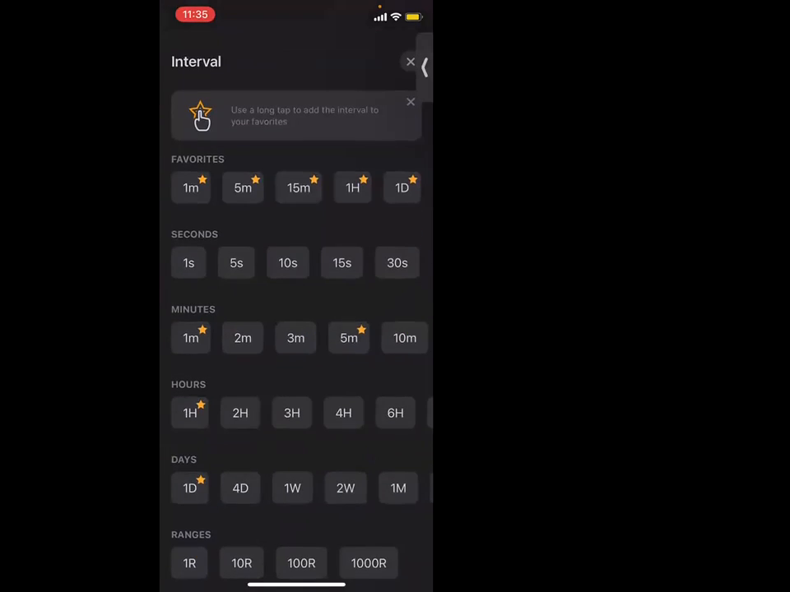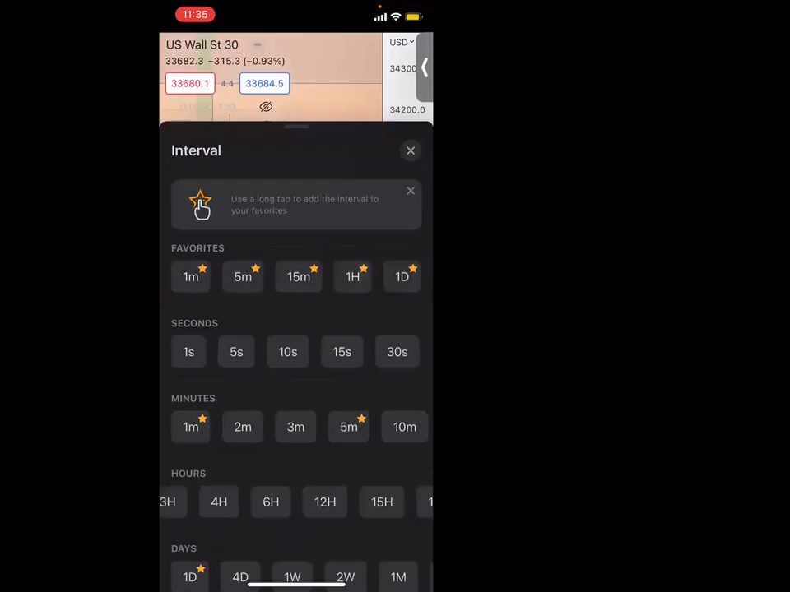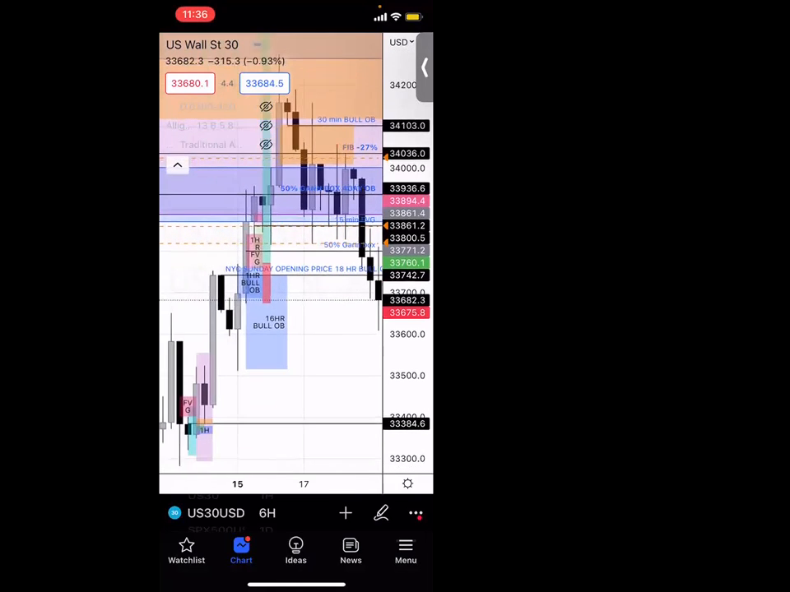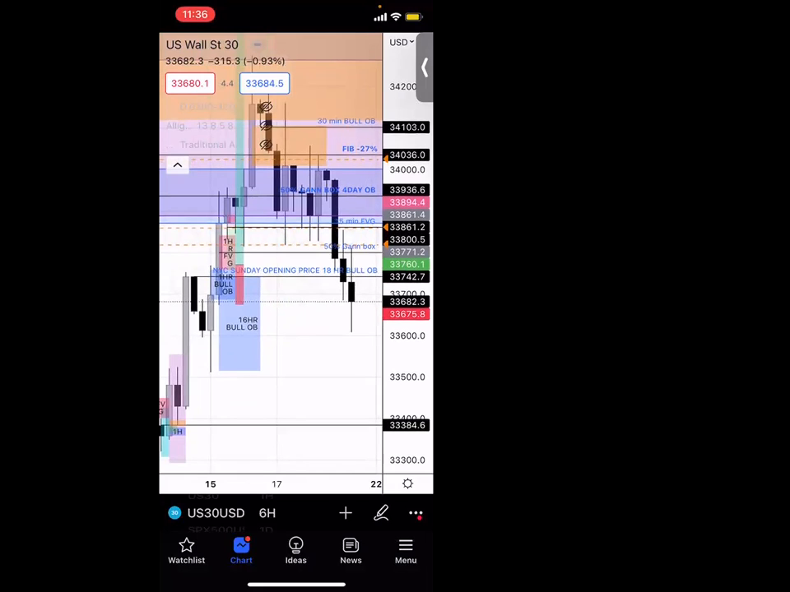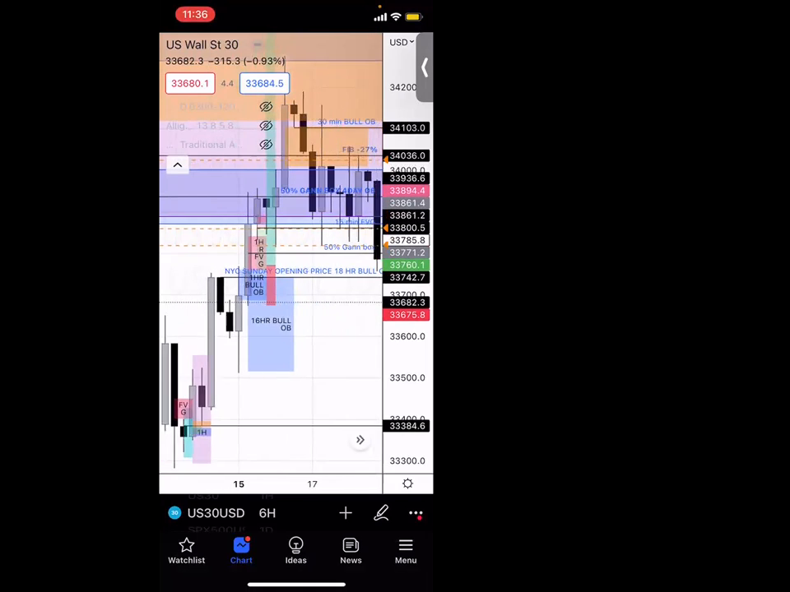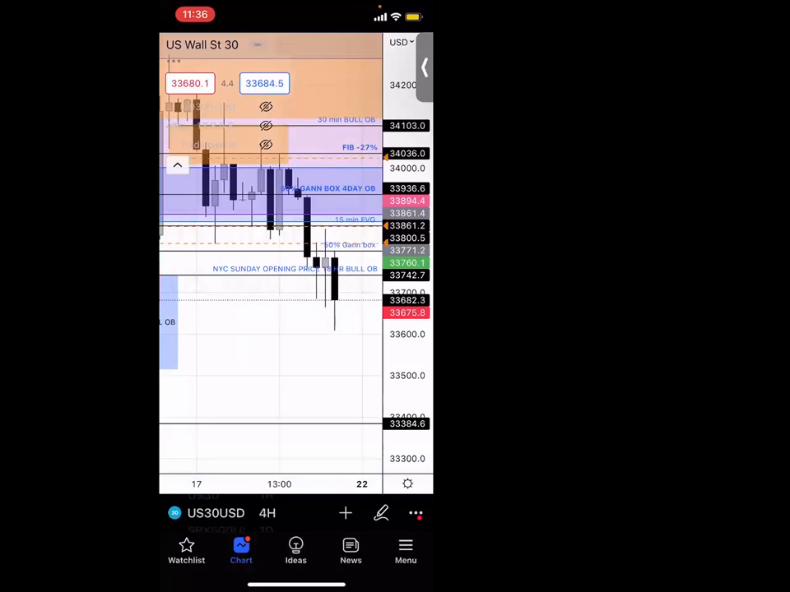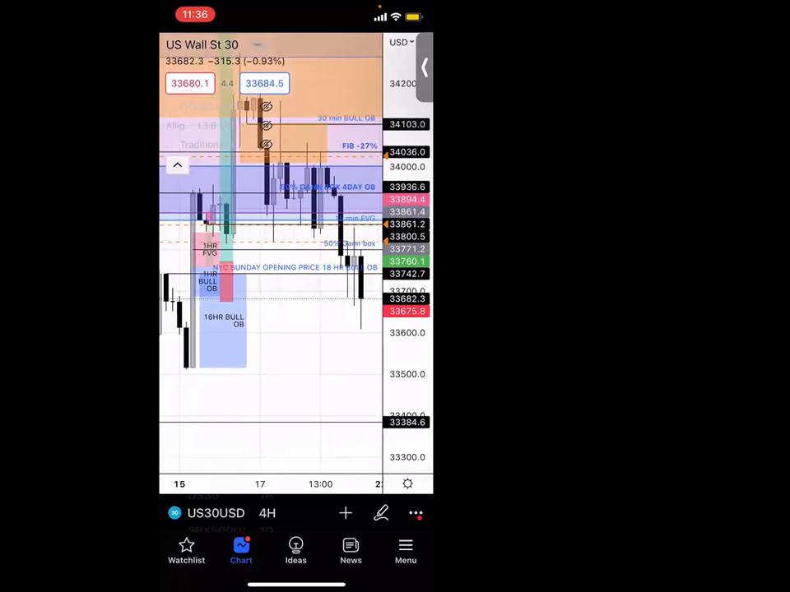So if you're going down to a lower time frame, let's go to 6 hour. Obviously it's going to see smaller bullish order blocks. So there's another bullish order block there, which price tapped into completely. And if we go down to the 4-hour, we've got a bullish order block, which probably just covers the 50% of this 16-hour order block.